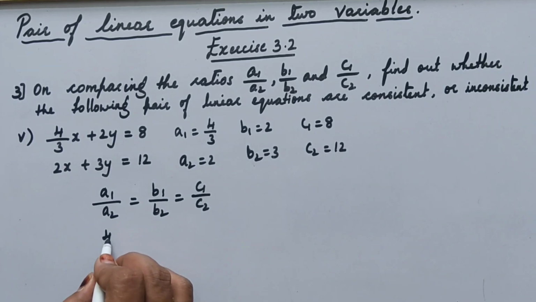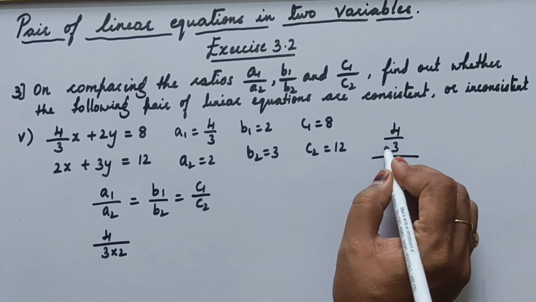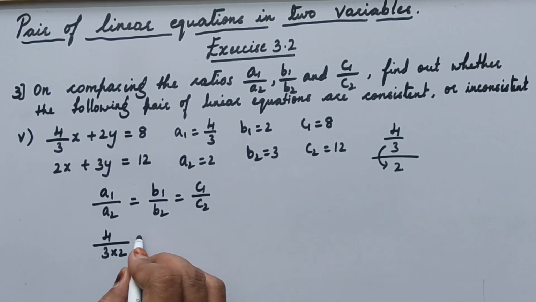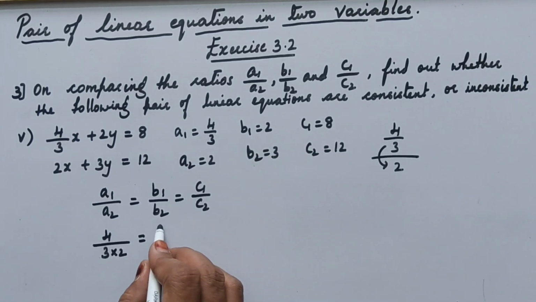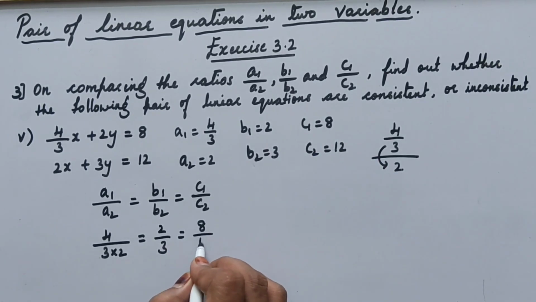Now 4 upon 3 into 2. As I said to you, 4 upon 3 whole divided by 2. So this 3 will go in the denominator. 4 upon 3 into 2. Okay. Equal to b1 upon b2 is 2 upon 3. c1 upon c2 is 8 upon 12.